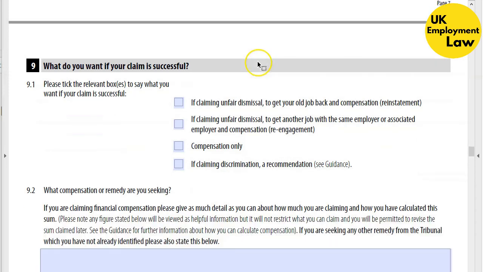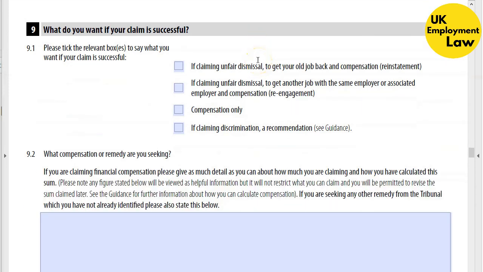Now let's look at section 9. What do you want if your claim is successful? This is where you tell the tribunal what you want if you are successful, and give details of how you came to that figure. There is a separate section about compensation and schedule of loss in this course. Please go to that section to learn about this.